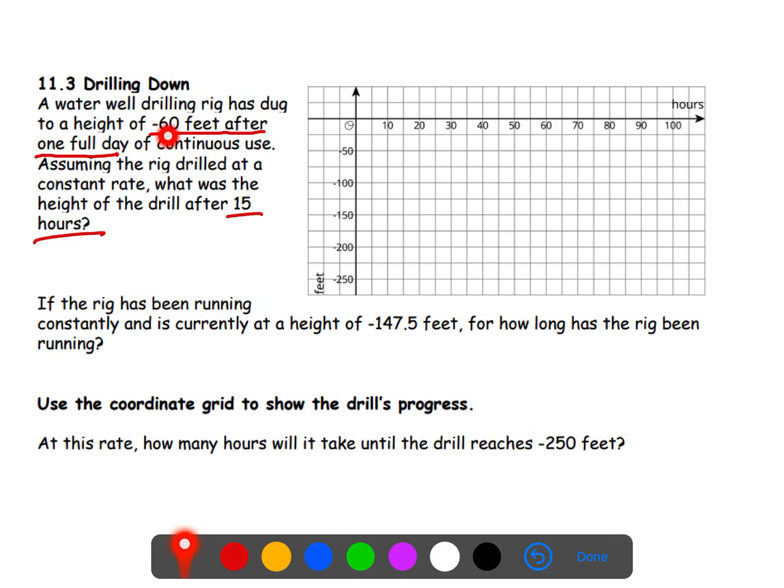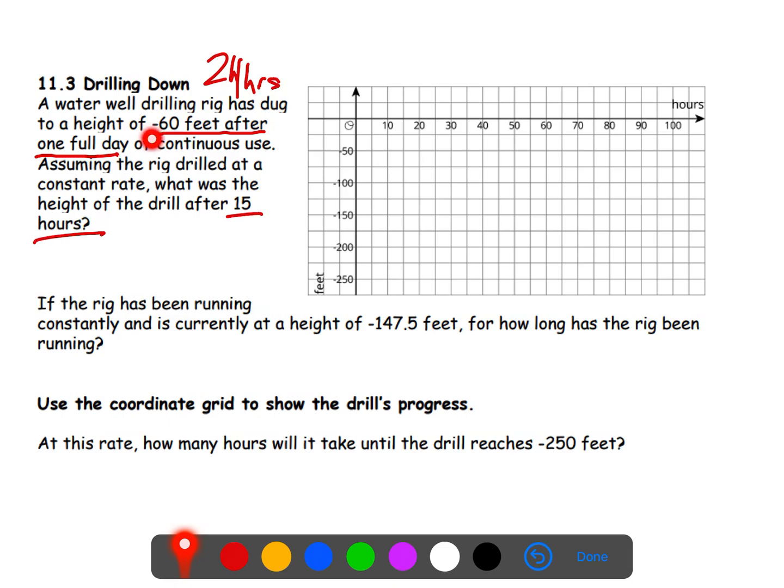Now, of course, it's negative because this drilling rig is digging into the ground. It's drilling below the surface of the earth. So it's going 60 feet every full day. A full day is 24 hours. So I need to do some converting here. I could work in parts of a day, fractions of a day, because 15 hours is a fraction of a day. But I think to make it less complicated, what I'd rather know is what is the drilling rate for this drilling rig per hour.